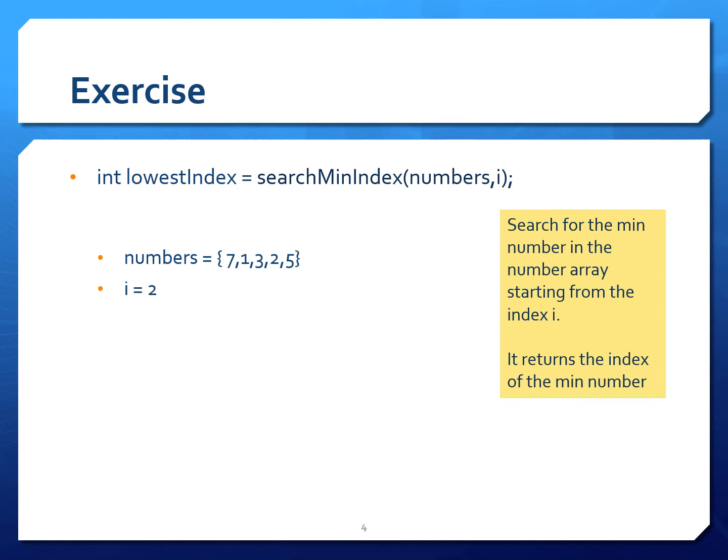Exercise time. Assume we have an integer array numbers with 7, 1, 3, 2 and 5, and I as 2. What is the value of lowestIndex? Pause the video and work out the answer. Review your answer in the next slide. Exercise review. The value of lowestIndex should be 3.